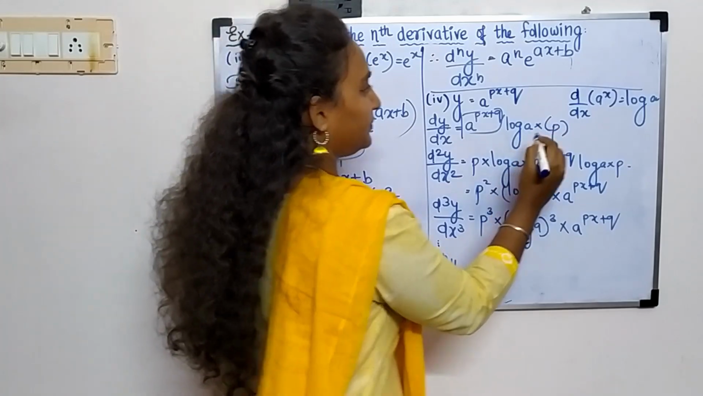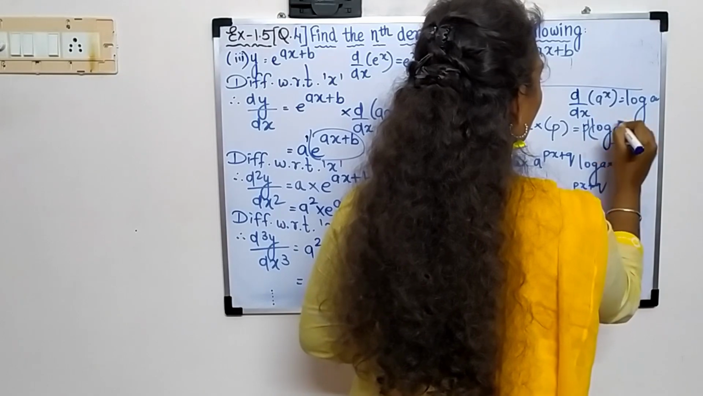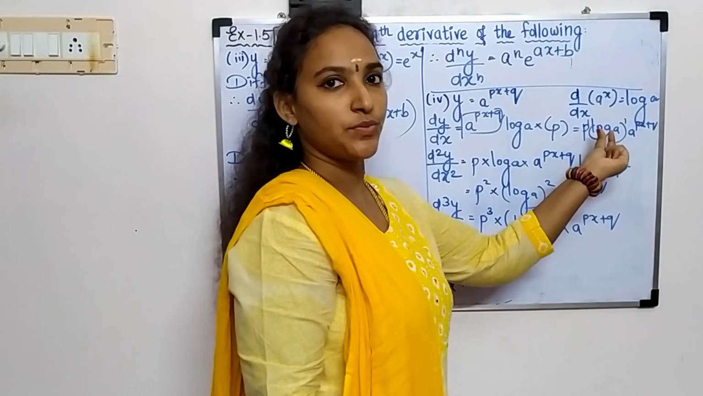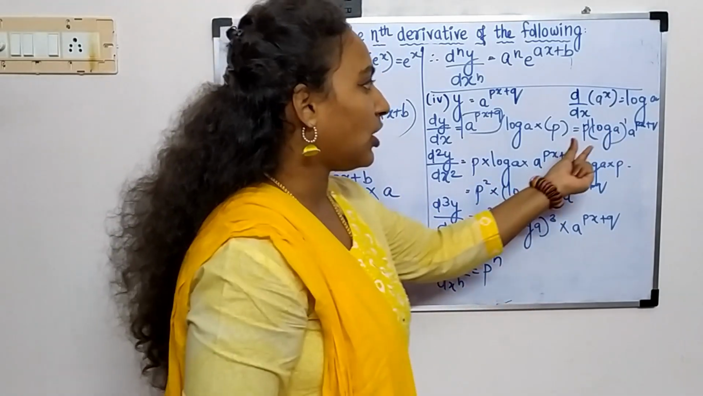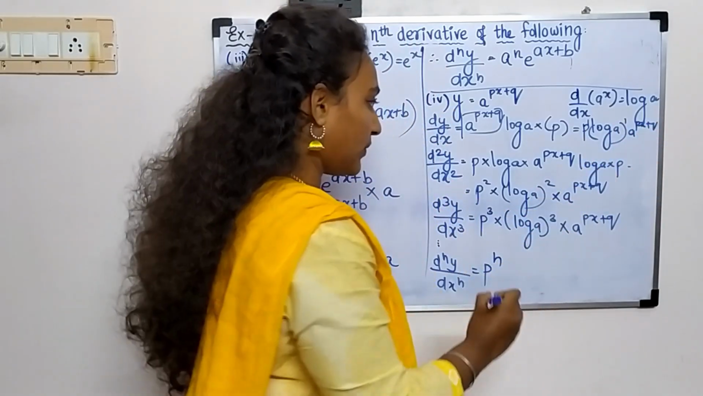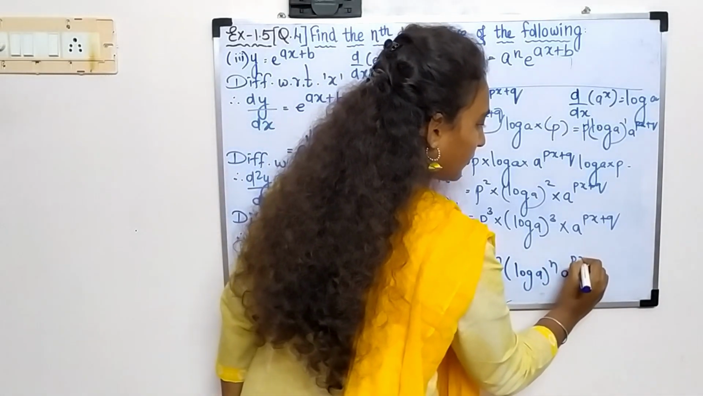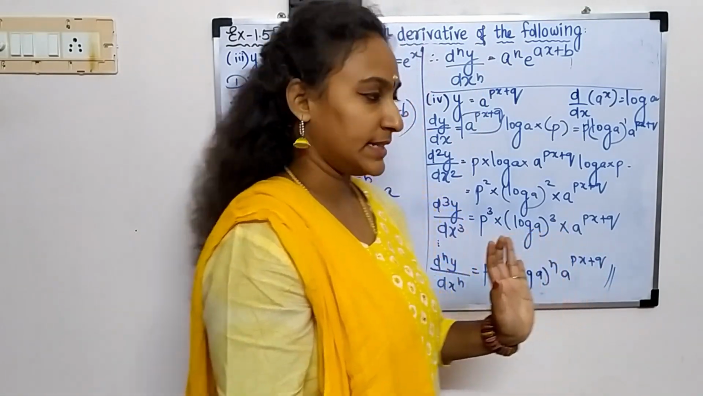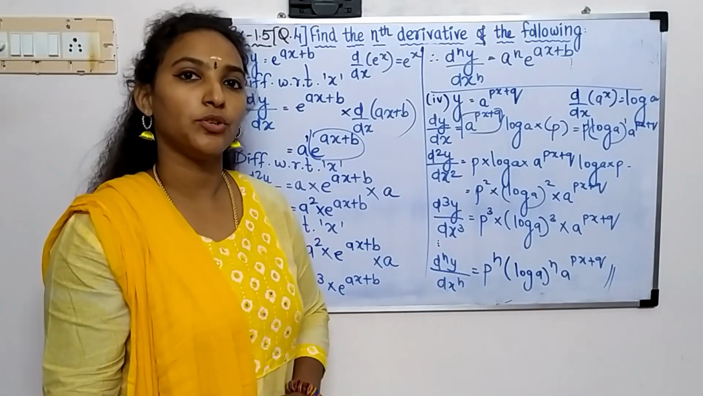Earlier it was 1, then 2, 3, now it will be n. And log a power is 1, then 2, then 3, now n. And a raised to px plus q as it is. Okay. So the answer for 4 is also complete now. Now we can move on to question number 5.